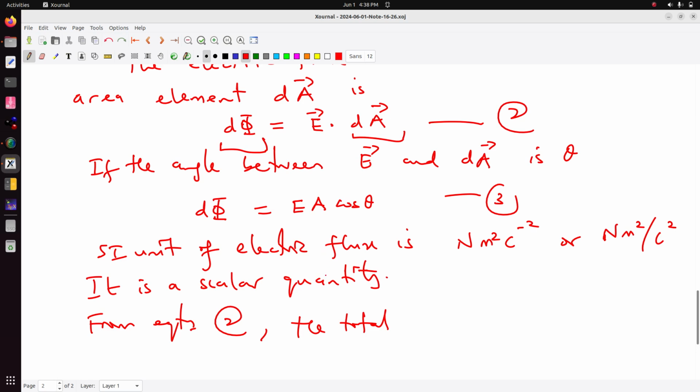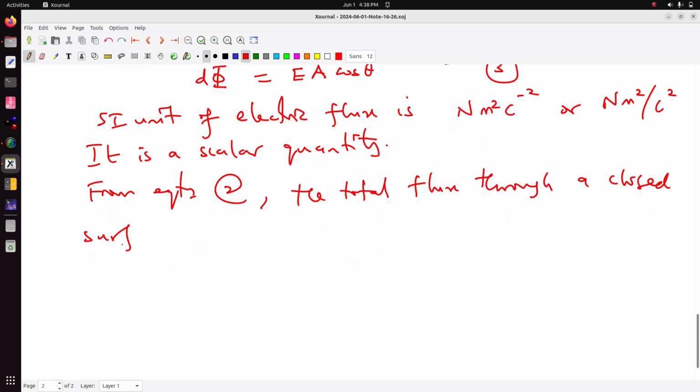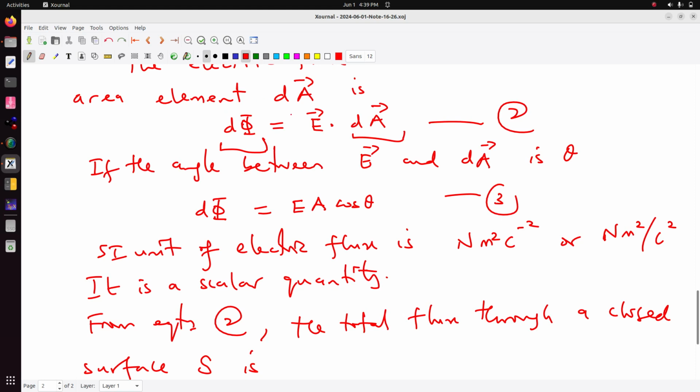So if we want to find the total flux through a closed surface, let's say the surface is S. So that flux can be written as capital letter phi equals the integral over a closed surface. The circle around this integral means that the integral is over a closed surface. So if you check equation 2, phi equals E dot dA.